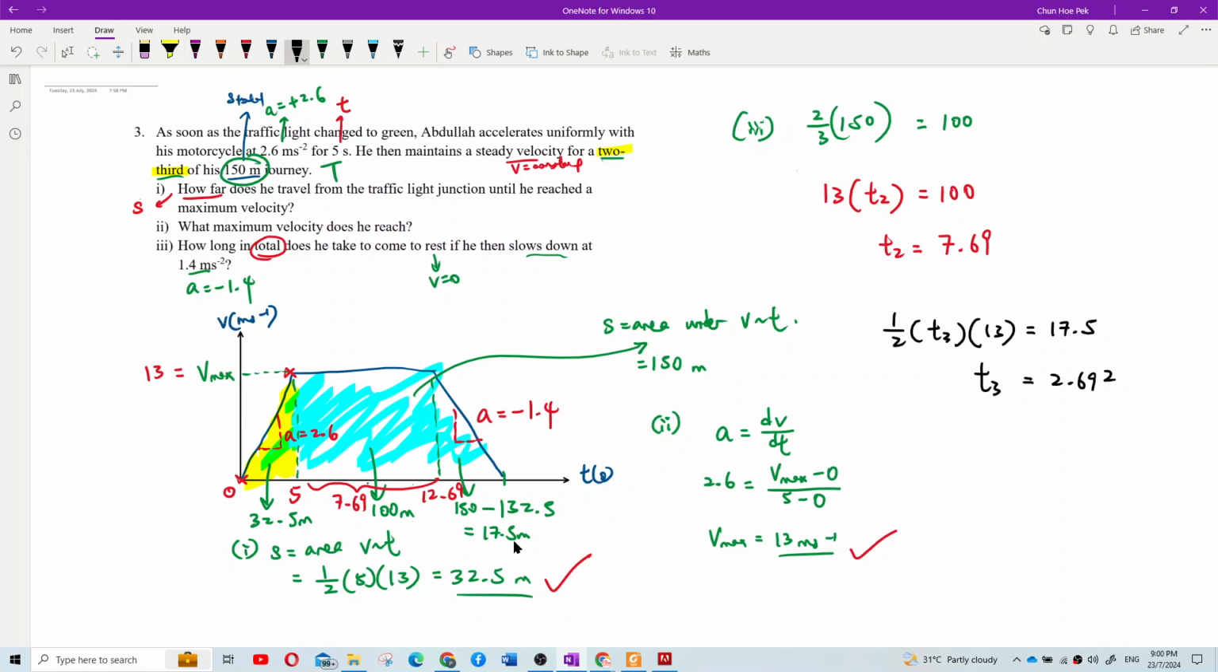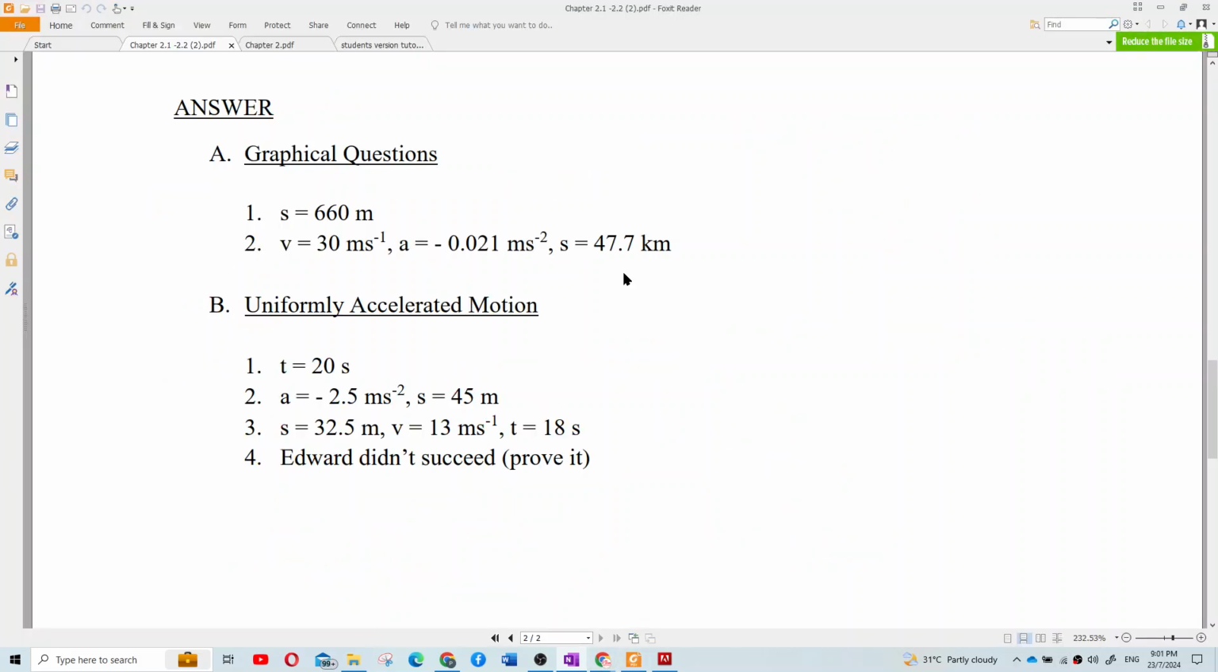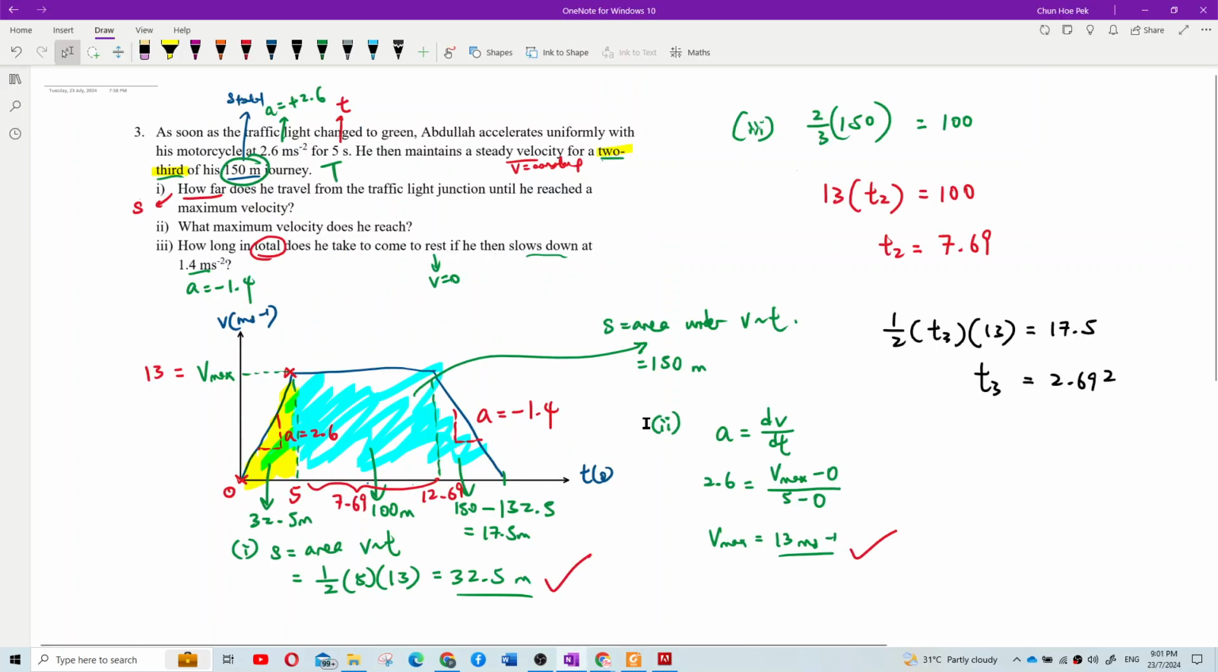So that means how? 5 seconds, how long does it take? 2.69, but it doesn't add up. It doesn't add up. The answer is 18. Okay, 18. It doesn't add up. How long does it take to come to rest?